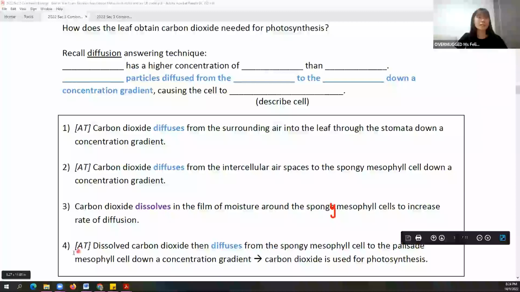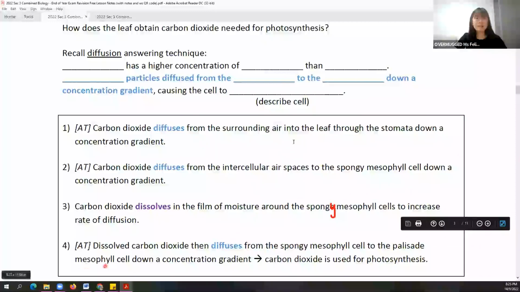Then the fourth arrow, as you can see in the diagram above, is diffusion again. Whenever it's diffusion, just use back this same template. You see, dissolved carbon dioxide, which is the blank, diffuses from where to where? Diffuse from the spongy mesophyll to the palisade mesophyll. Continue to copy down a concentration gradient. This part here this time is not about cell, so this is to answer the question. This time around, you need carbon dioxide for photosynthesis. That's why you answer back the question.